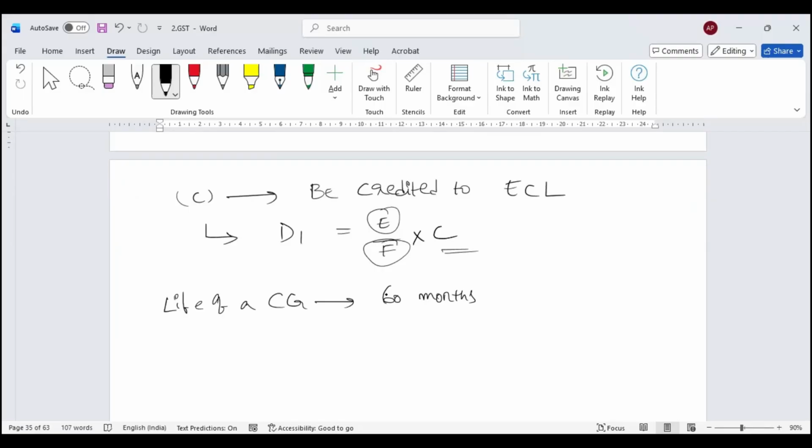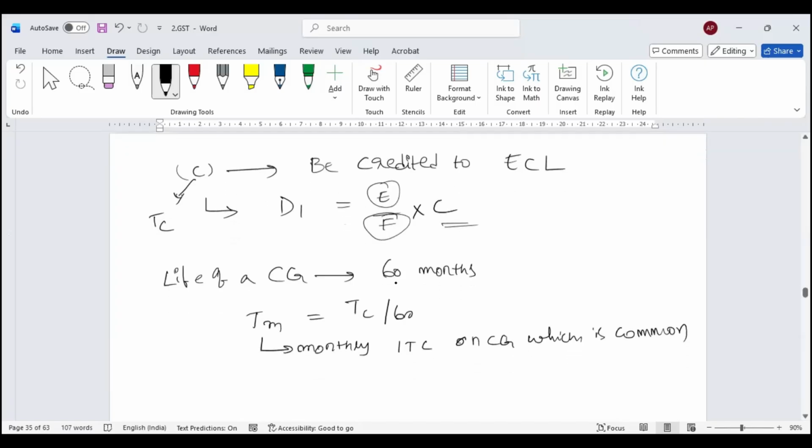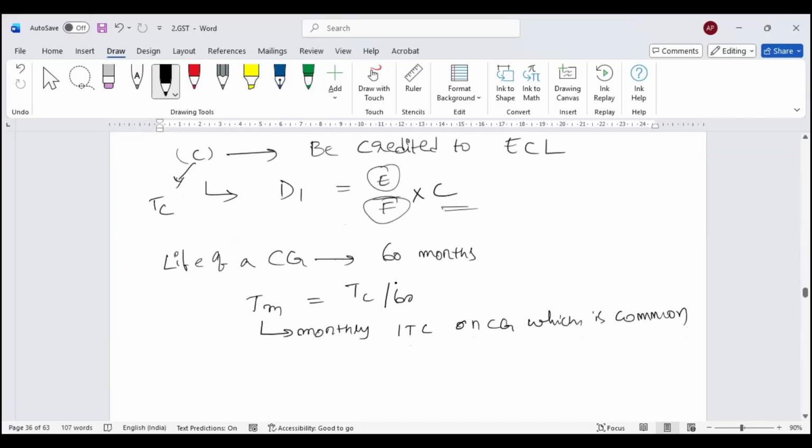So whatever you have identified, every month, if you want to reverse your input tax credit, first they say, let this common credit be called as TC, the total input tax credit on capital goods, which is common for taxable and exempted. That TC divided by 60, I'll get TM. That means monthly input tax credit on capital goods, which is common.